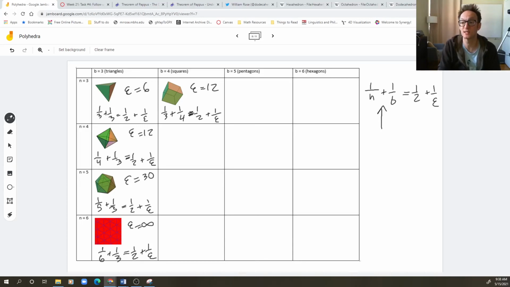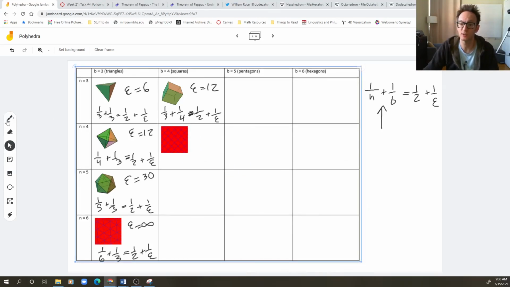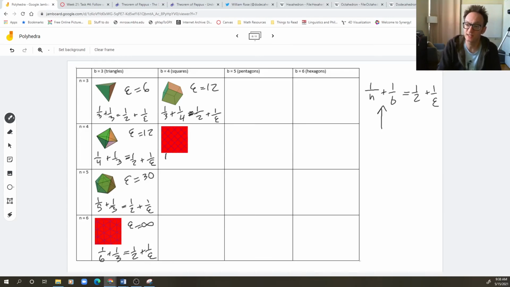And that's not a coincidence, because the cube and the octahedron are duals of each other, and they have opposite n and b values. Okay, what if I want to use 4 squares meeting at a vertex? Well, that cannot be done. Or rather, it can be done, but you will get, once again, not a polyhedron, but a tiling. Now if you write this as 1/4 plus 1/4 equals 1/2 plus 1 over epsilon, then the left-hand side is already a half. And so again, you get epsilon equals infinity.